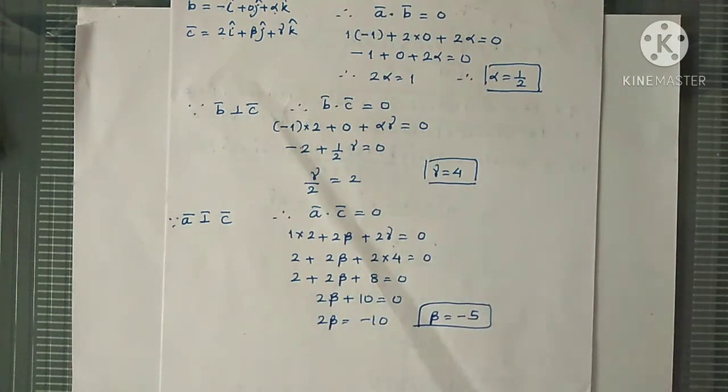So we are using that whenever two vectors are perpendicular, their dot product is 0. Using that, now we have the value of alpha as half, beta is minus 5 and gamma is 4.